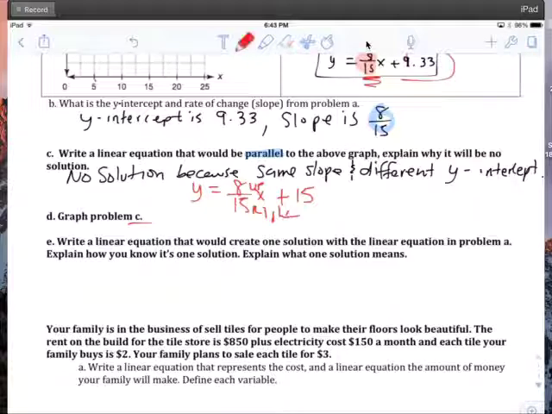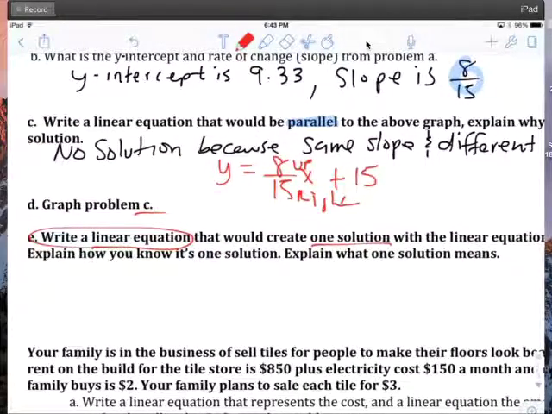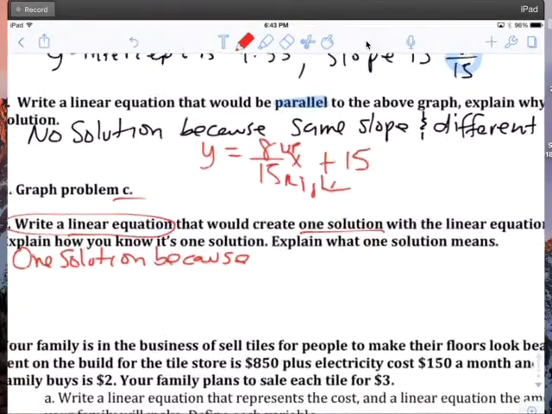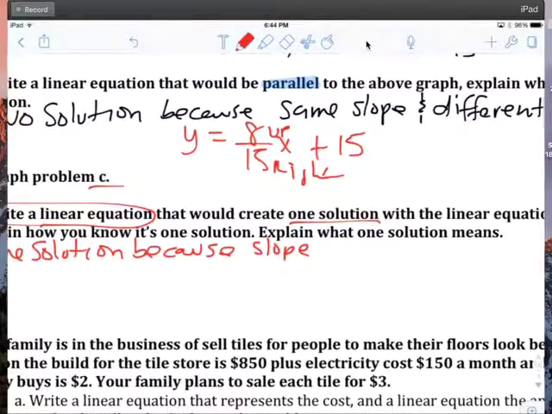One solution. Write a linear equation that has one solution to problem A, this A right here. Explain how you know it's one solution. One solution because slope is different. Y-intercept doesn't matter. Because the slope is different, it's going to be automatically one solution. Slope is different.